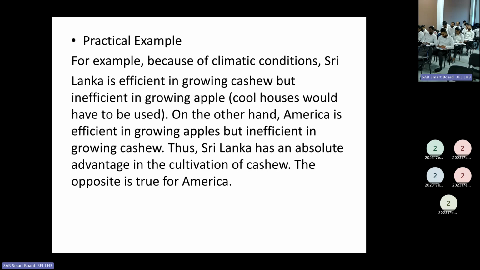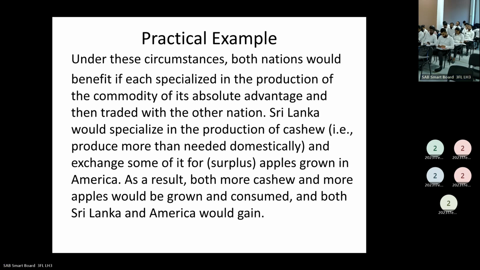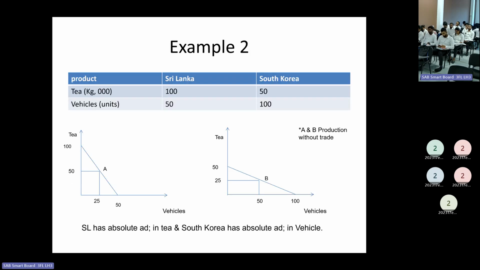Now, other things we can take as a result of that. Now we know that. If we take this example, for example, tea and vehicles. We take the two countries, Sri Lanka and South Korea. Sri Lanka has used 100 kilograms of tea, and South Korea produces 50. We take the millions or some thousands, and the vehicle units 50 and 100.